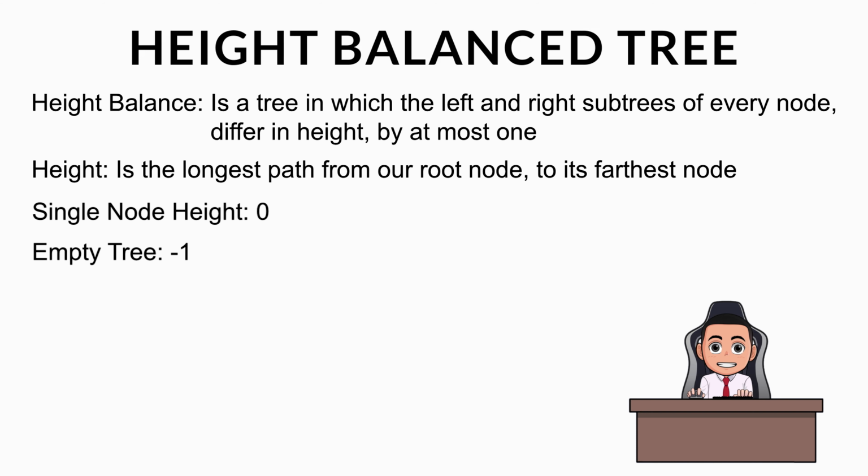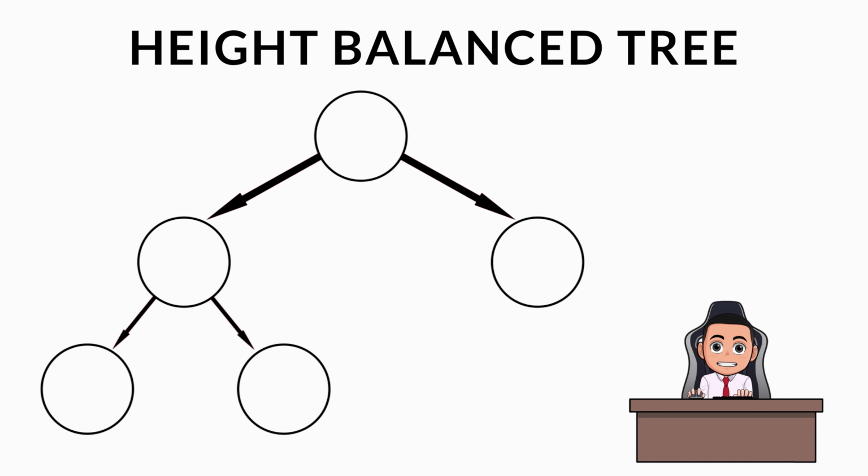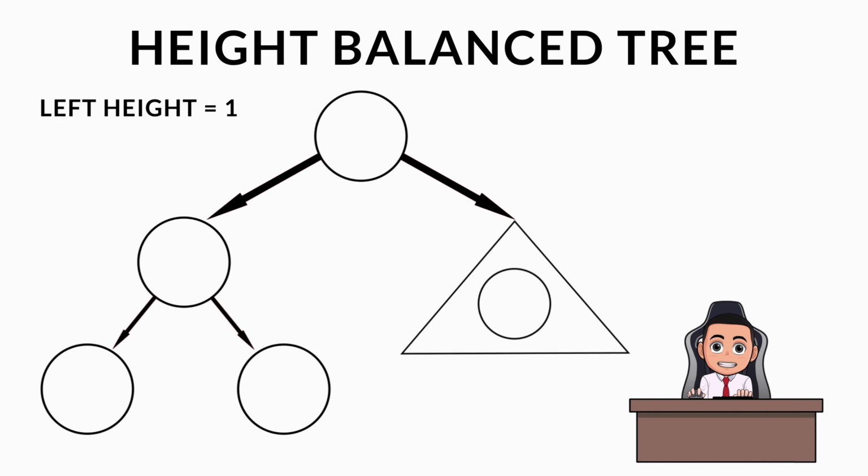Alright, so enough talk. Let's go ahead with an example. Let's say I was given the following tree. Looking at the left subtree, the left path has a single edge. The right path has a single edge. Since they are both 1, the height of the left subtree is 1. Taking a look at the right subtree, the height is 0, since it's a single node. Since there's a height difference of only 1, this tree is considered height balanced.